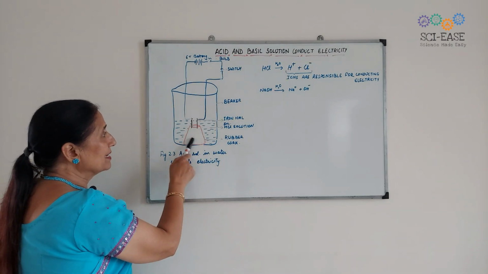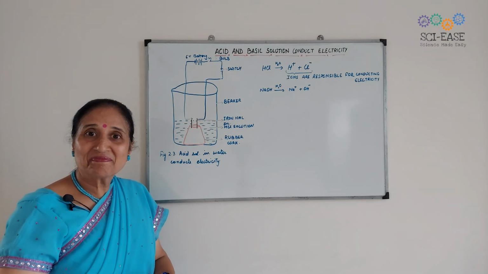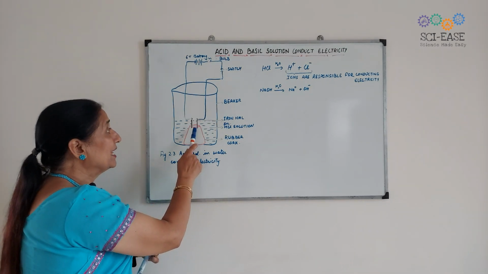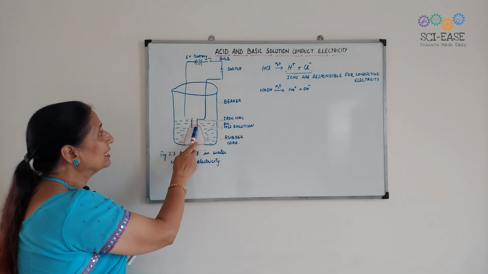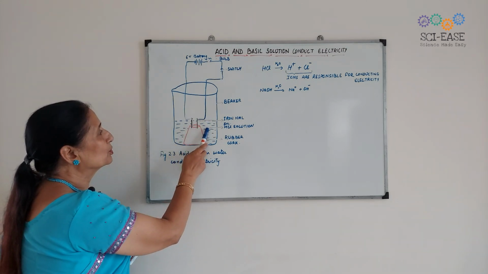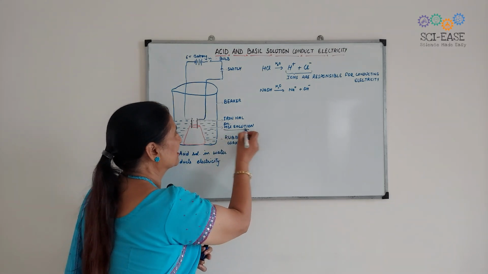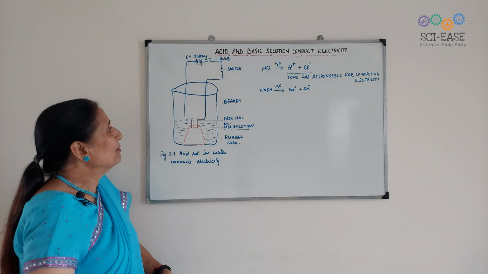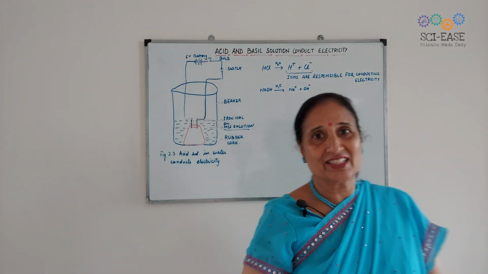And this is the rubber cork, which is a bad conductor of electricity. This cork is made up of rubber. It is a bad conductor of electricity. So how will this current pass from one nail to another? That is through this dilute HCl solution. So this activity will prove that acids conduct electricity.